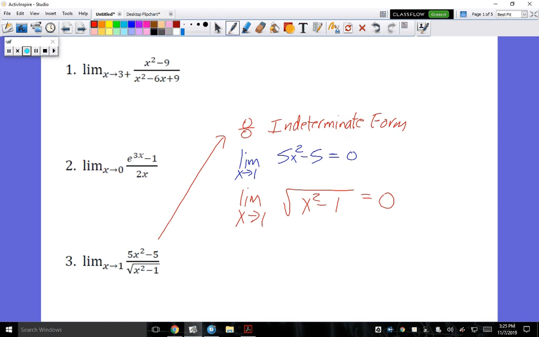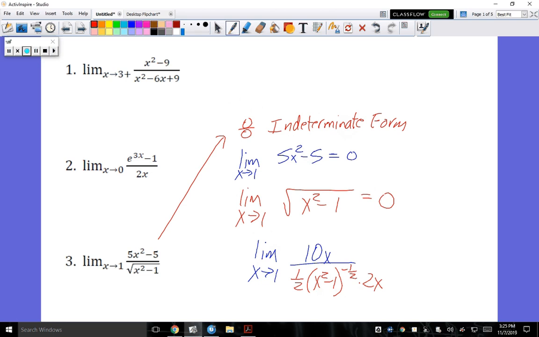And from here, I'm going to go quickly to build the new limit. The L'Hopital's rule limit, taking the derivative of the top independently from the bottom. Now notice, the top, let's do it in blue. We'll go 10x. What's the derivative of the bottom? 1/2 times x squared minus 1 to the negative 1/2 times 2x. So all you did was a chain rule for the bottom one.